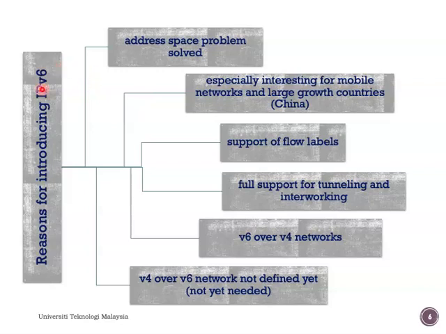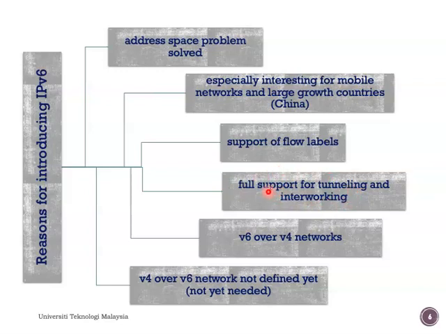Also, IPv6 supports flow labels for labeling of the packets. For example, certain packets need priority or need quality of service. IPv6 also has full support for tunneling and interworking. For example, between an IPv4 network and an IPv6 network. So how is an IPv4 network going to be connected to an IPv6 network? The designers have already thought of the interworking between IPv4 and IPv6.